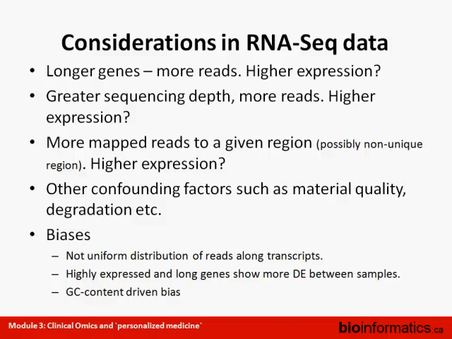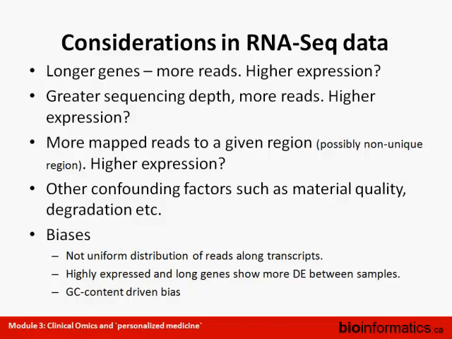Now, there can be a situation where you have more reads mapped to a given region for some reason that is not explained by these two other points. These can possibly be non-unique regions. Is it necessarily high expression? And this is considering that you have masked the repeats in the genome, and yet you get a higher density of reads across certain regions. So is it high expression? No, not necessarily. This can be a region that has other regions in the genome with high similarity, and so you have to correct for that too.